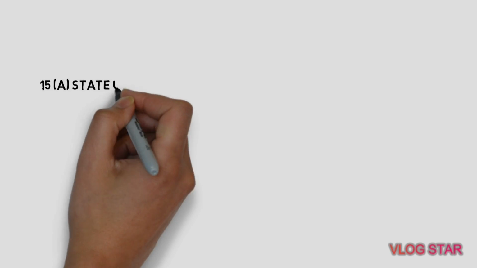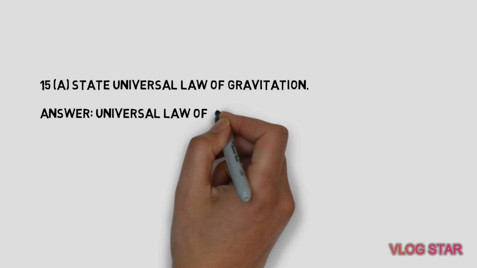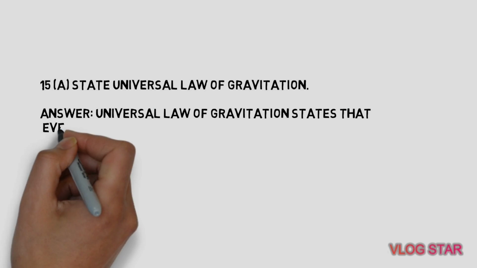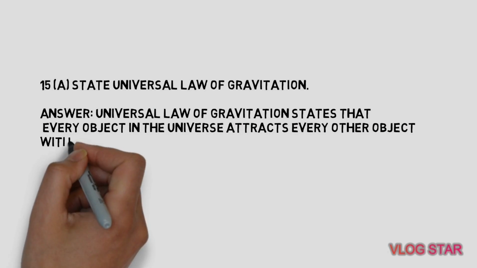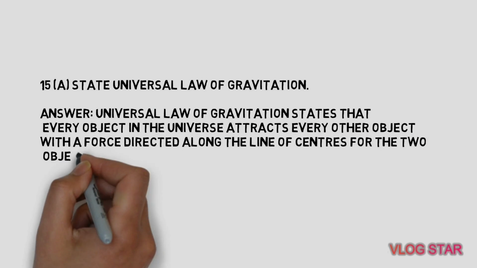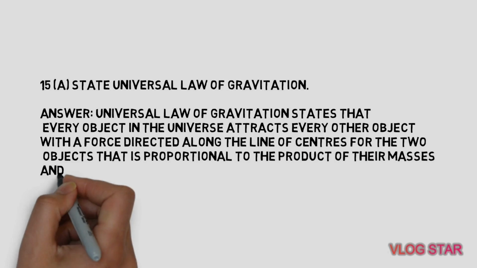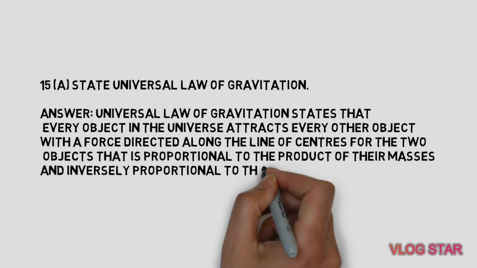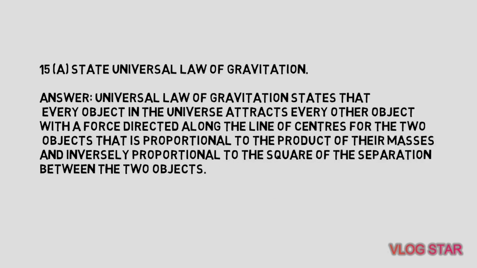15. A. State universal law of gravitation. Answer: The universal law of gravitation states that every object in the universe attracts every other object with a force directed along the line of centers for the two objects that is proportional to the product of their masses and inversely proportional to the square of the separation between the two objects.